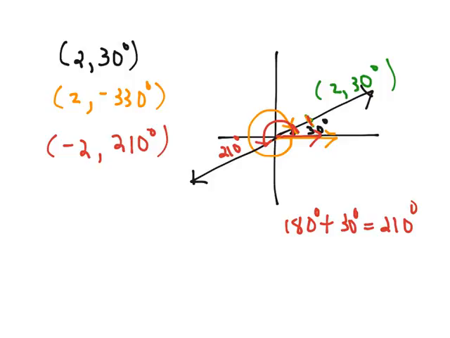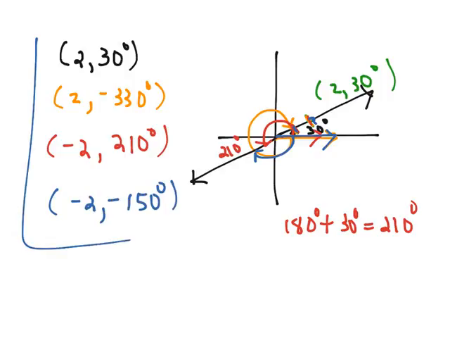Finally, we could also start on the positive x-axis, and we could rotate in a negative direction, and then go backwards 2 units, and we would have the coordinates (-2, -150°). So there are 4 different representations for the same location in space using the polar coordinate system, and there would be an infinite number of those names because we could continue wrapping around in our coordinate system.